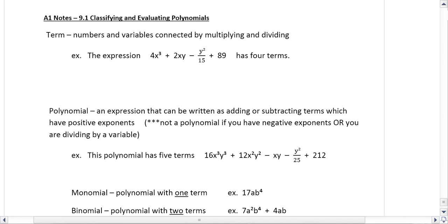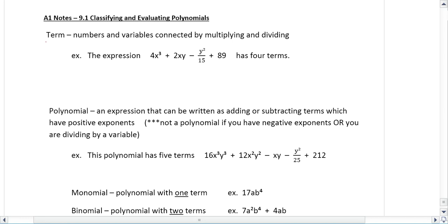This video is for Algebra 1, Chapter 9, Section 1, Classifying and Evaluating Polynomials. So we're advancing our algebra skills here in this chapter, learning to work with a little more complex algebraic expressions. So we got some terms to learn.